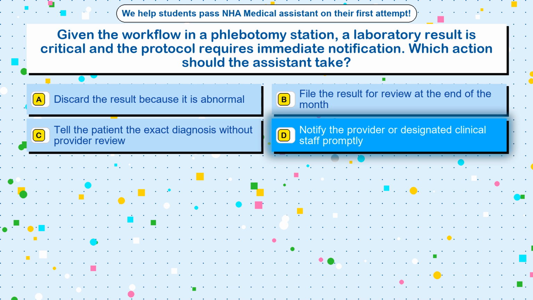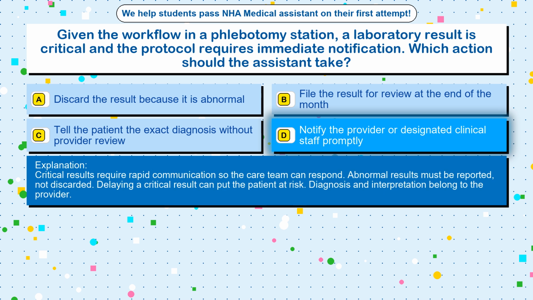The correct answer is option D, notify the provider or designated clinical staff promptly. Critical results require rapid communication so the care team can respond. Abnormal results must be reported, not discarded. Delaying a critical result can put the patient at risk. Diagnosis and interpretation belong to the provider.